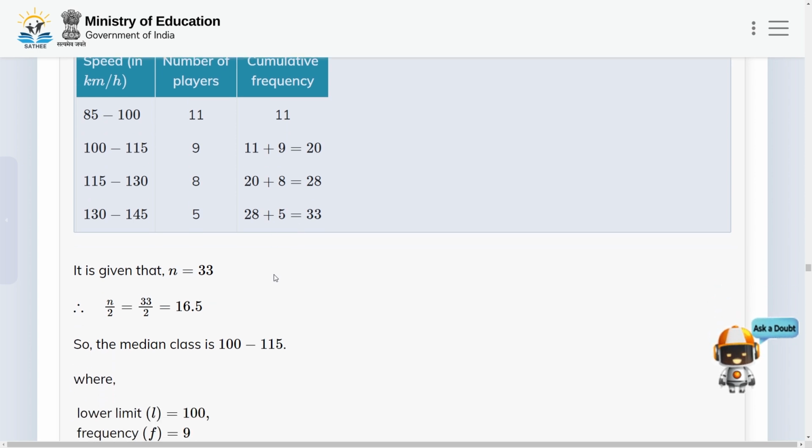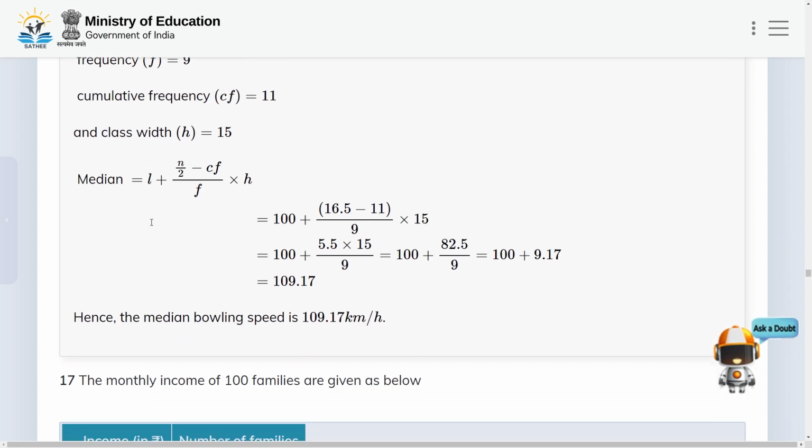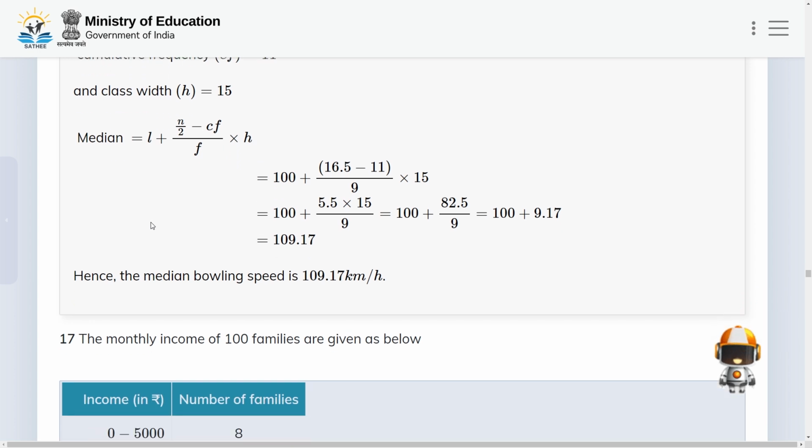It is given that n, the total number of players, is equal to 33, and therefore n by 2 is equal to 33 by 2, that is equal to 16.5. So the median class is 100 to 115, where the lower limit of the median class L is equal to 100, and frequency f is equal to 9, and cumulative frequency CF is equal to 11, and class width h is equal to 15.